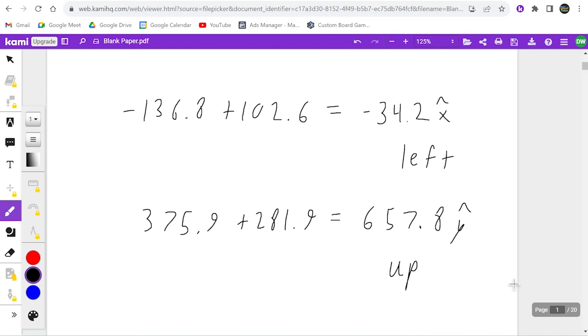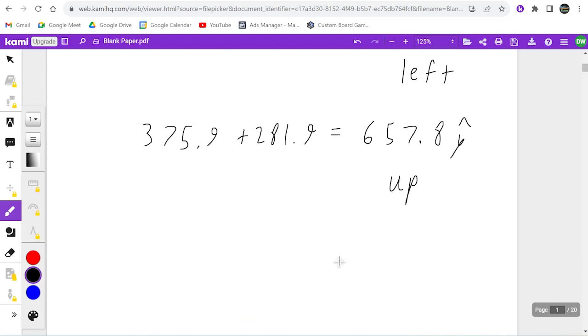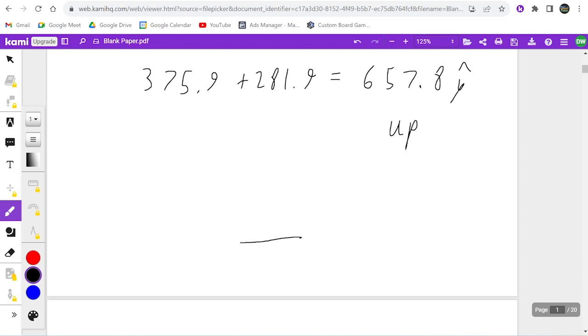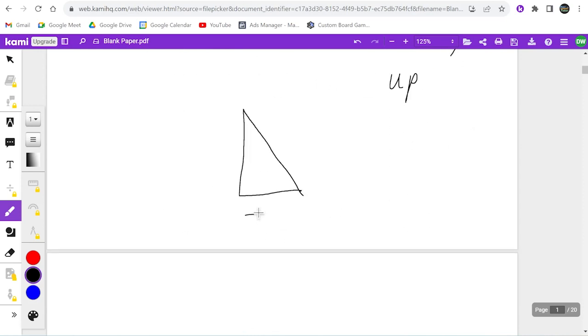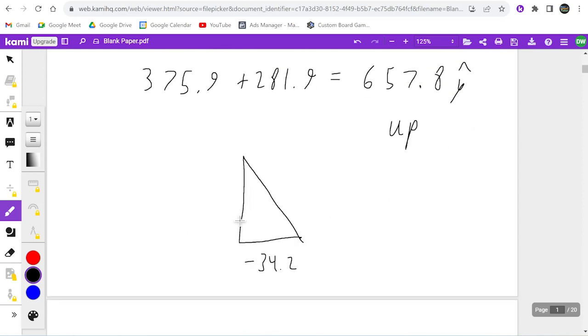And if I want the displacement, which is just going to be the total distance, then I need to, again, build a right triangle. A third right triangle for this problem. I know, I'm not even sure if you have room for that. Hopefully you do. But that means that it's going to look like this. Left and up. It was left negative 34.2. It was up 657.8. And then I have C, my hypotenuse, and some angle theta.